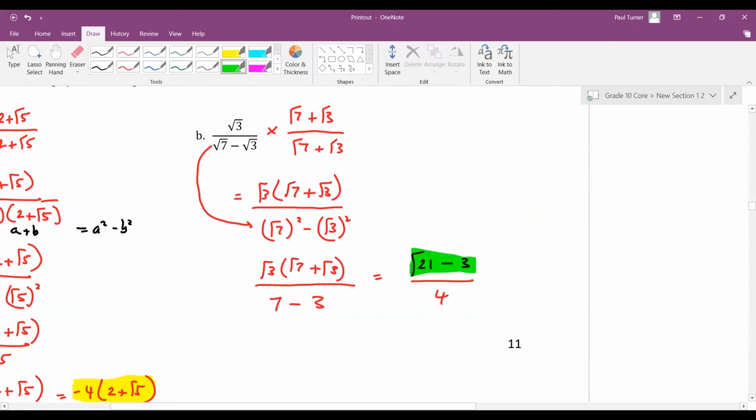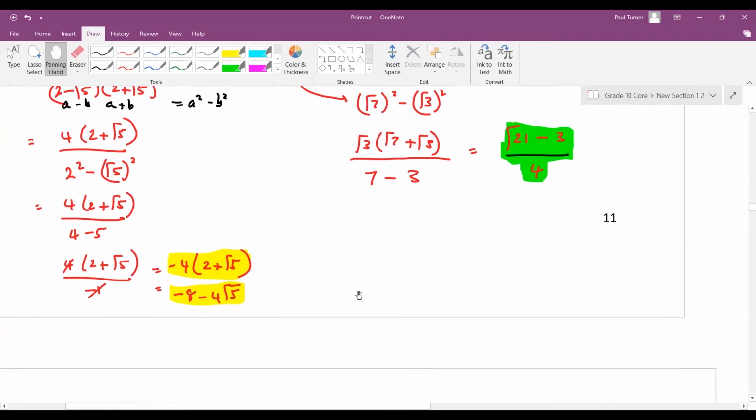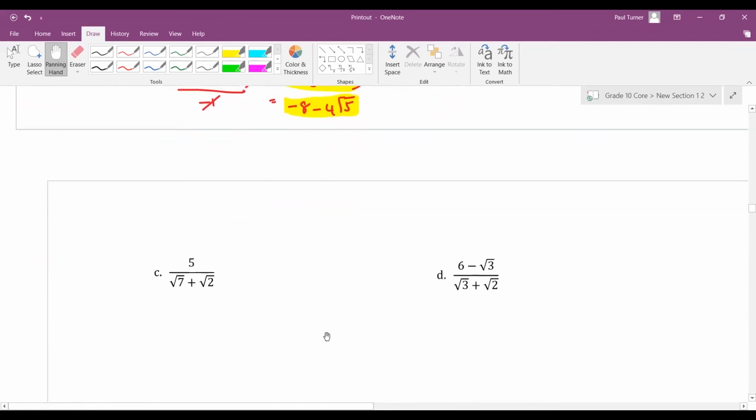That's your answer there. So now we have 4, which is on the denominator, which is a rational number. So that's what it means by rationalizing the denominator. And that helps a lot when you come to harder calculations to be able to do this.